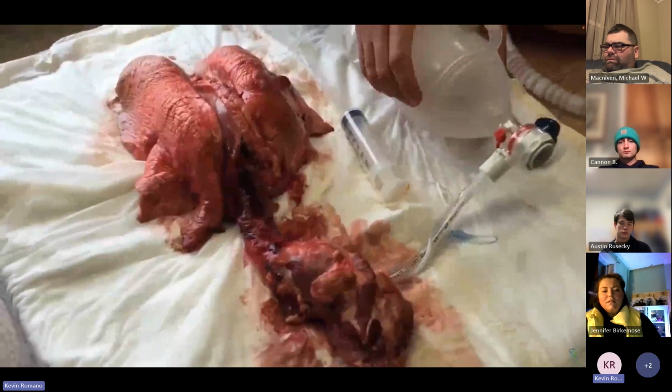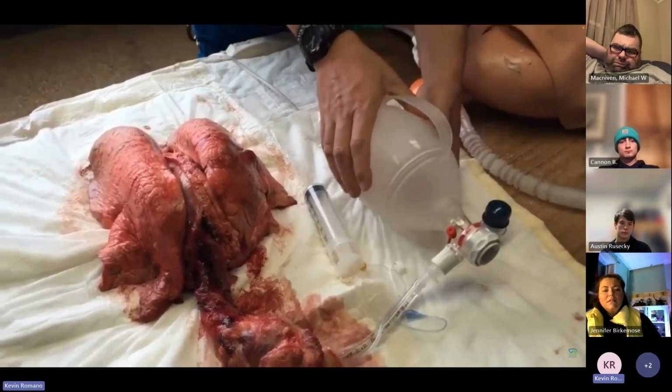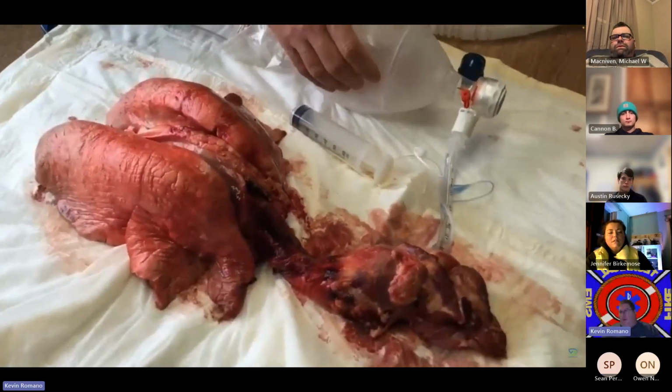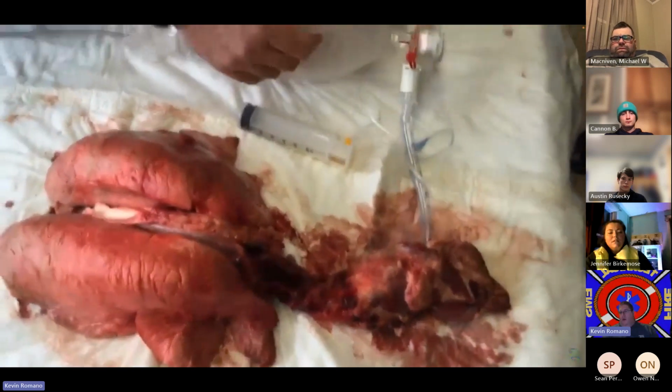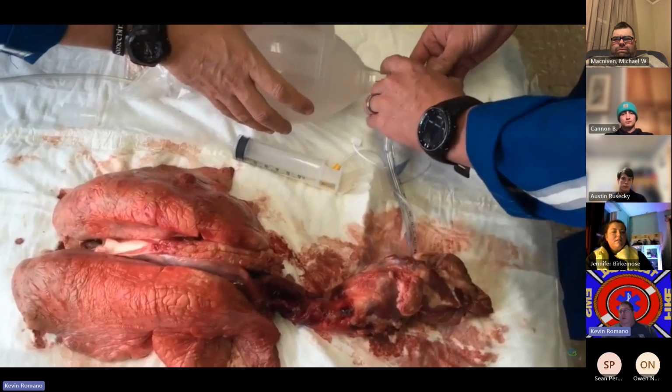Okay, so bagging without PEEP. You see how the lung collapsed? So we're not really recruiting hardly any alveoli. Air's going in and going out. Look how fast he's squeezing that bag. All right, now we're going to add PEEP to this.